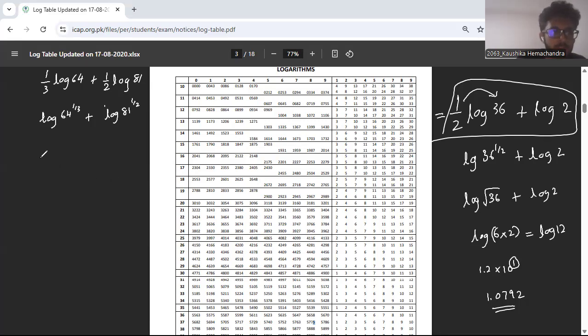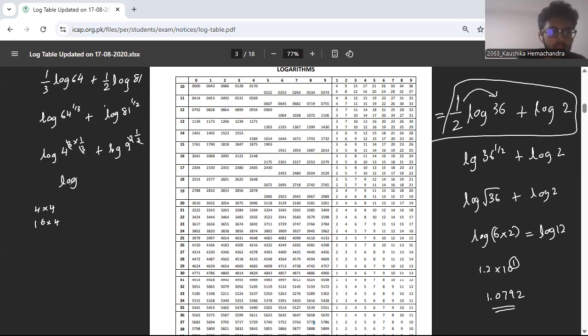So 64 you can write as 4 to the power 3. 4 into 4 is 16, 16 into 4 is 64. So 4 to the power 3 into 1/3 plus log 81, you can write in terms of 9 into 9, so 9 to the power 2. It's actually the root of 81. If you don't understand it that way, you can write this way as well. So 3 and 3 gets cut, 2 and 2 gets cut.